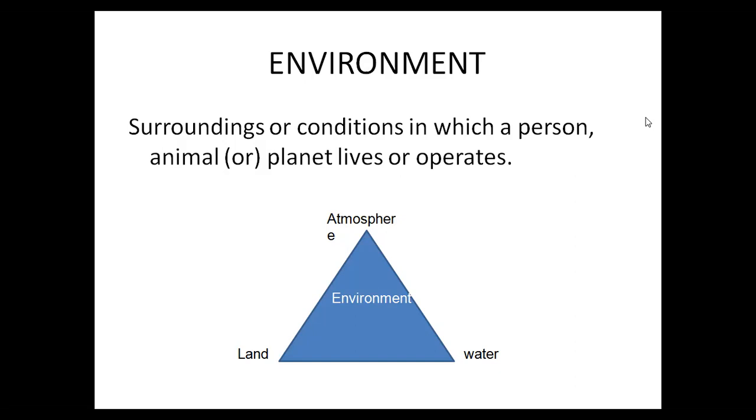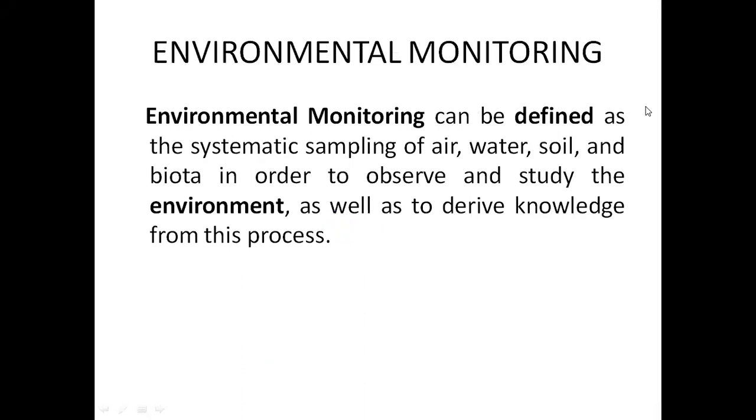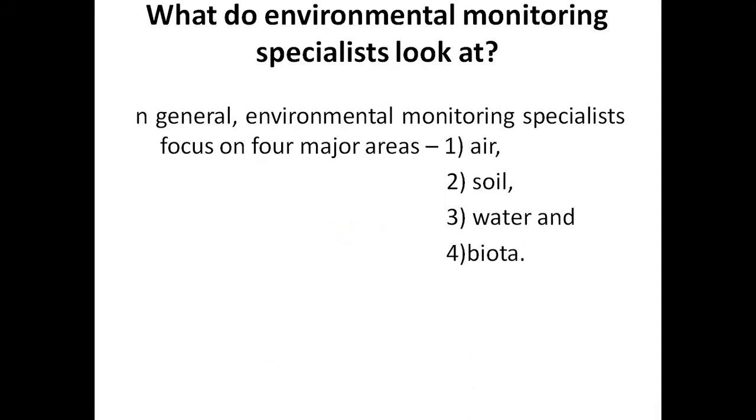organic compounds. So, environment surroundings are conditions in which a person, animal, or plant lives or operates. So, in our environment, we'll have three basic things: one is the atmosphere, second is the land, and the other is the water. Environmental monitoring can be defined as a systematic sampling of air, water, soil, and biota in order to observe and study the environment as well as to derive knowledge from this process.